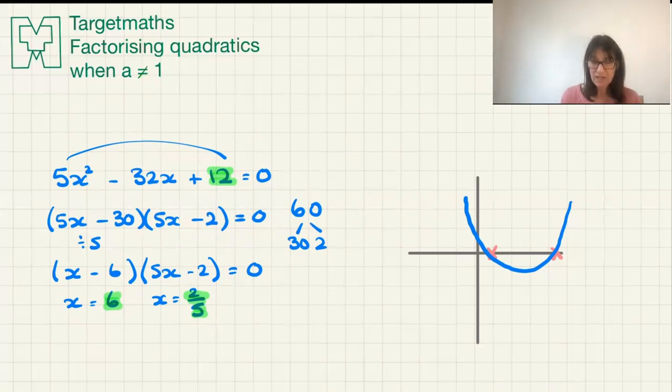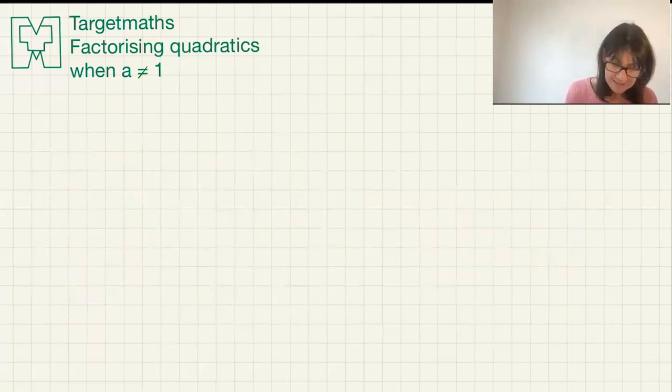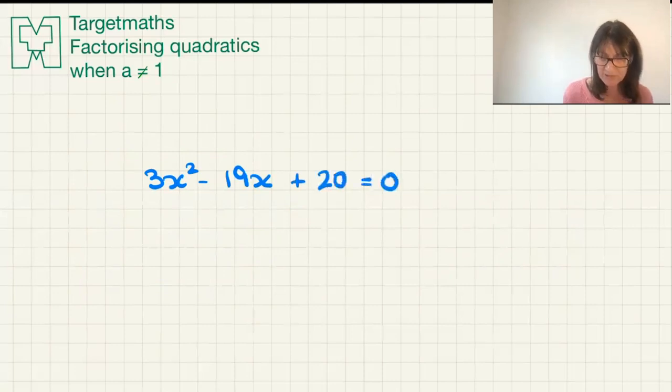All right. So if you got that right, brilliant. Well done. If you can spot any errors as we go, then you're learning from them as we go. That's perfect. That's what we want. Okay, I'm going to do one more before I leave you to practice this. So we're going to do 3x squared minus 19x plus 20. It's got to equal 0, so it's an equation and I can solve it. I want you to pause and hit play after you've given it a go.